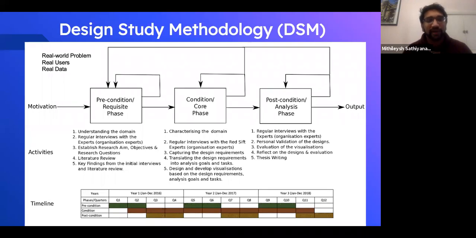That forms the precondition. In the condition phase, again you characterize the domain, conduct regular interviews, and translate the design requirements into analysis goals and tasks. You start designing and developing the solutions based on the analysis goals and tasks. In the third phase, as I mentioned, you again conduct interviews. It can be evaluation, validation, or reflecting on the designs and the evaluation. Of course, if it's a PhD, you'll be doing it as thesis writing, or if it is industrial work or any other collaboration, you just disseminate it as a report. So that completes the whole three phases.